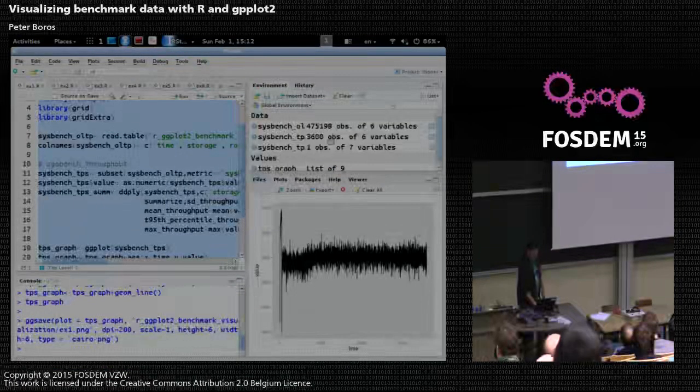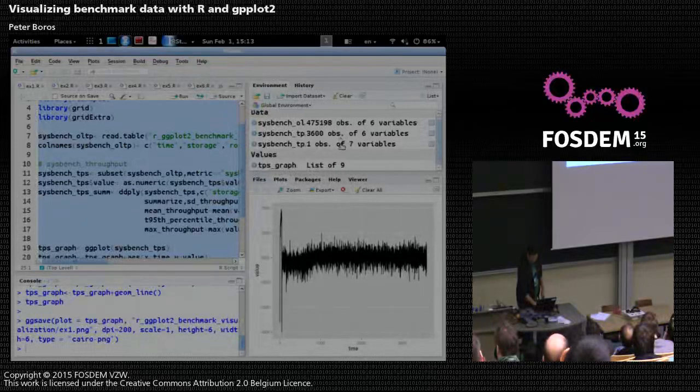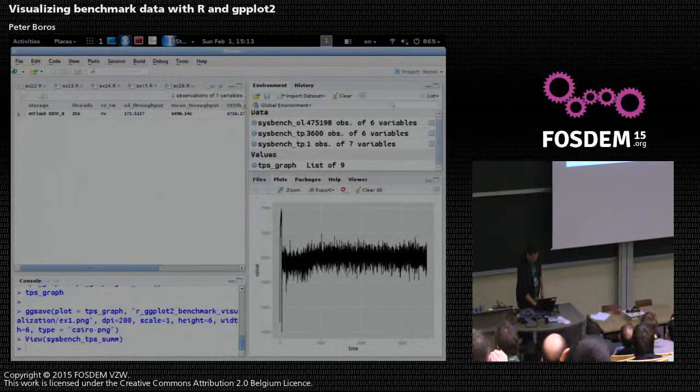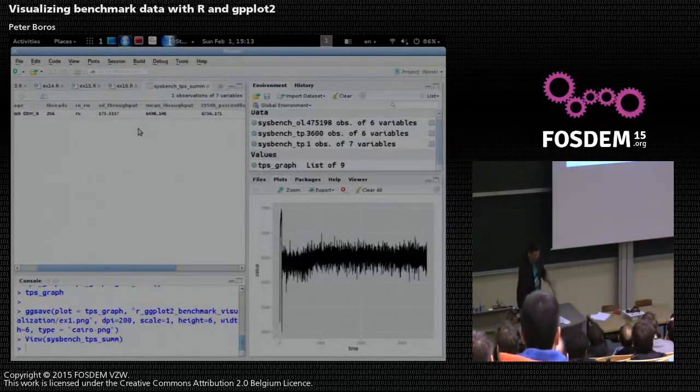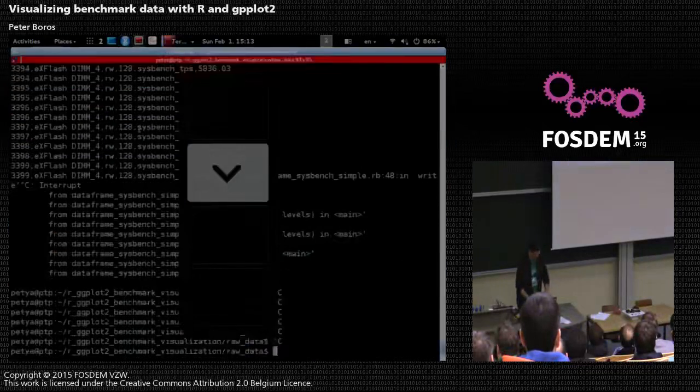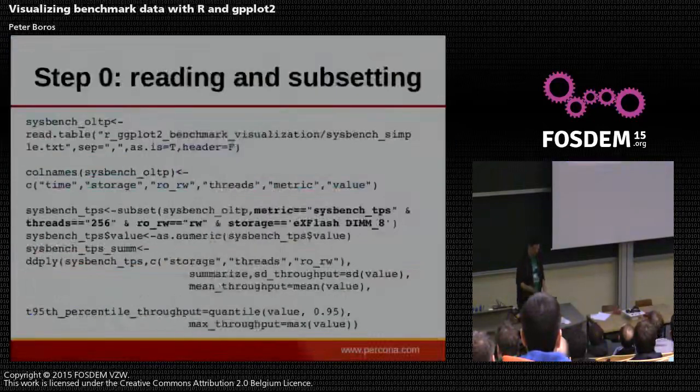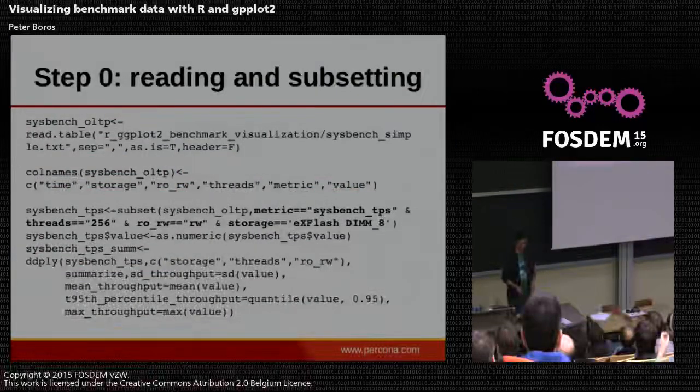R also has a nice IDE called RStudio. This is the first graph I'm going to show you soon, but here is the aggregate data frame. It's not too visible, I guess, but it calculates for the given benchmark. Each of these benchmarks is an hour long. It calculates the standard deviation of throughput, mean throughput, the 95th percentile, and the maximum. So for each case, we have kind of tabular data as well.